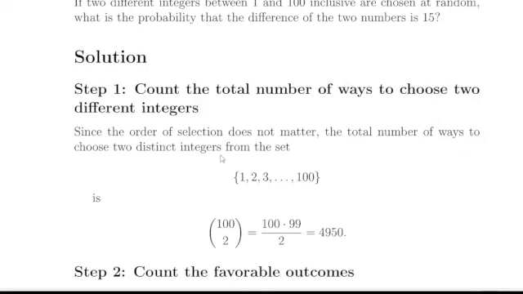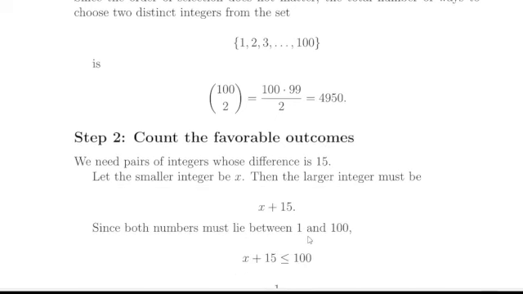So let's count the number of ways we can select two distinct integers. So we have the set from 1 through 100. There's 100 total numbers, and now I just want to choose two numbers. So that's just going to be 100 times 99 over 2, and that's 4,950 unique pairs.